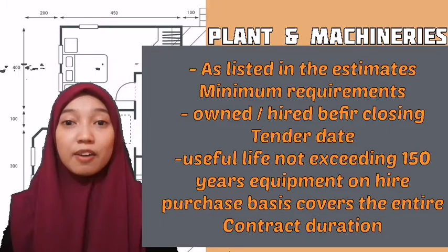And the last one is plant and machinery. Plant and machinery can be considered if the function is equivalent or higher before the closing date of the tender. The useful life should not exceed 15 years, and equipment on a hire purchase basis must cover the entire contract duration.